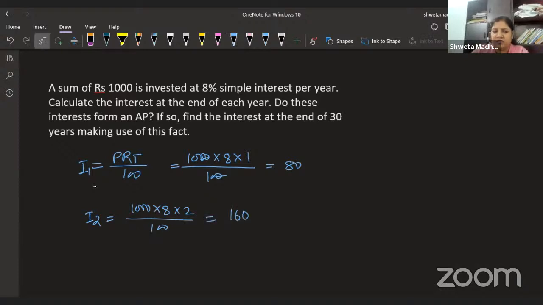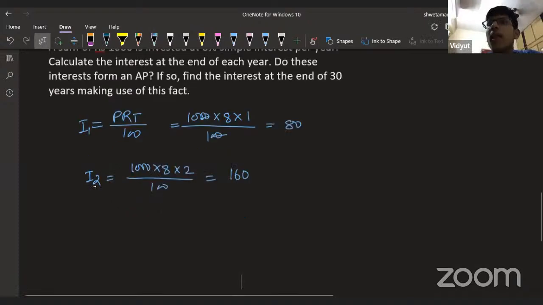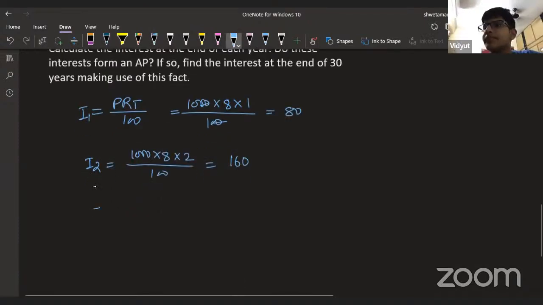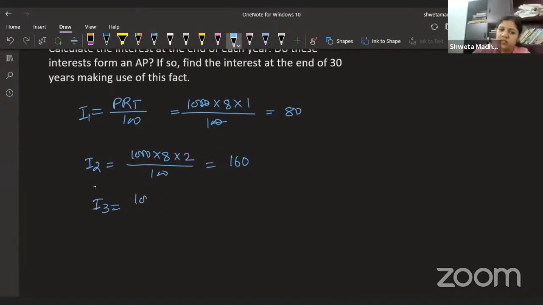Then for 3 years, 240. Interest in 3 years will be 1,000 into 8 into 3 by 100. That is equal to 240. So now you can see that the interest is increasing by an equal amount, that is by the same difference. So interest will form an AP. So AP will be 80, 160, 240 and so on.